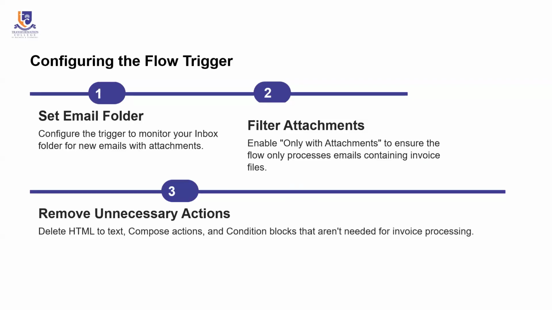So you set the email folder, and configure the trigger to monitor your inbox folder for new emails with attachments. It filters attachments, enabling only emails with attachments. We can add filters to ensure that the flow only processes emails containing invoice files. So this is another trigger. We enable that, so only emails that have attached invoices in them are processed. And then we remove unnecessary actions, deleting all the unnecessary text and condition blocks that aren't needed for the processing. So this is just configuring the flow trigger.